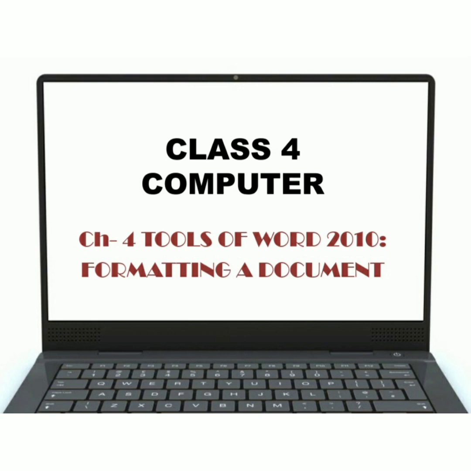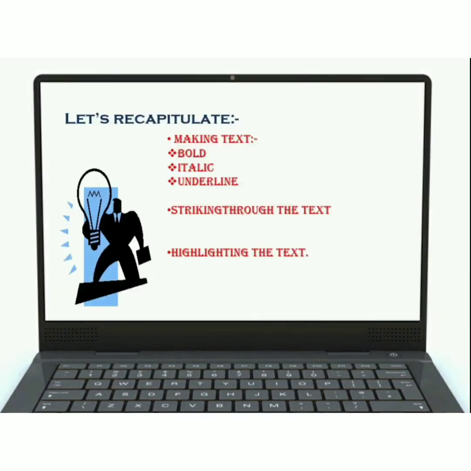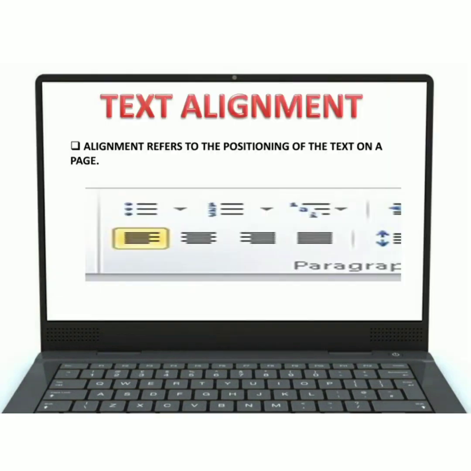Today we will continue our chapter 4, that is Tools of Word 2010, formatting a document. Let's recapitulate first. We have read about how to make a text bold, italic and underline a text, striking through the text and highlighting the text in the previous class. Today we will continue with the new topic, that is text alignment.